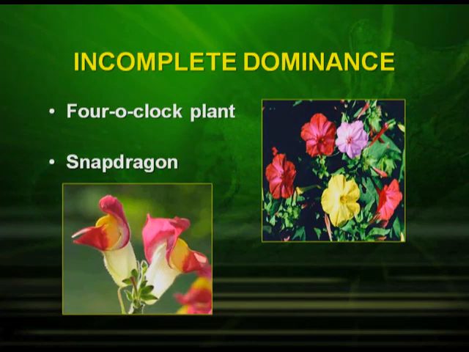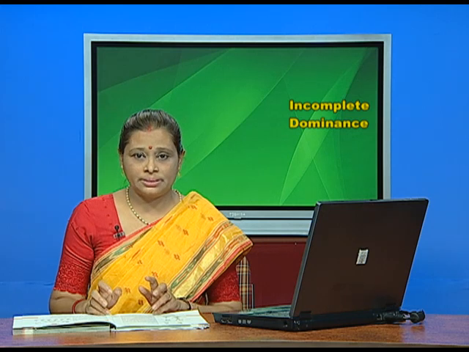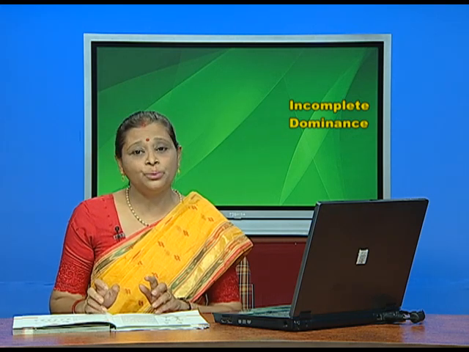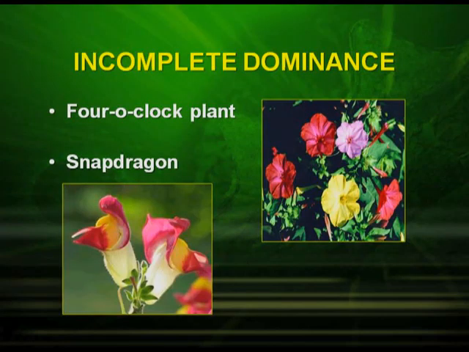Now, let us study a very interesting phenomenon that is called incomplete dominance. This shows an interaction of genes. Till now, you have studied the law of dominance, where a particular character is dominant over another character. But this is a very interesting phenomenon which has been observed in the four o'clock plant and snapdragon, where there are two kinds of flowers, the red and white.